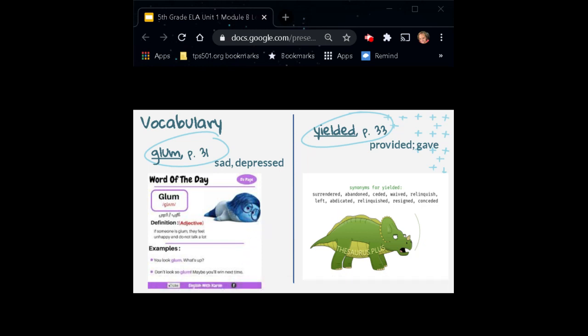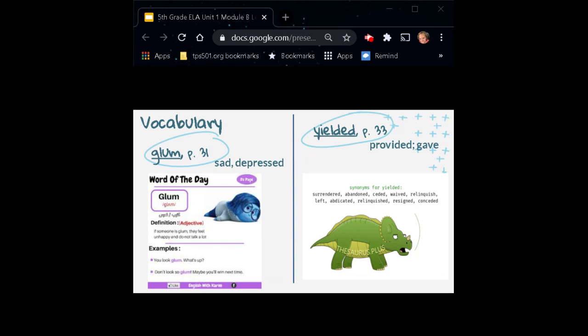The next word is yielded. The root word for yielded is yield, which is a verb. By adding the suffix ed to the root, we now have yielded, which is the past tense of yield. The word yielded means provided or gave. I believe we had this vocabulary word also in our last story. That's right. So you should be quite familiar with this word.